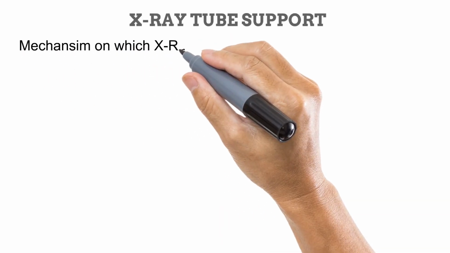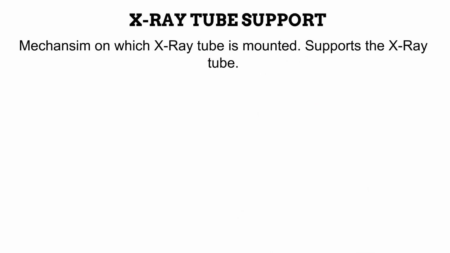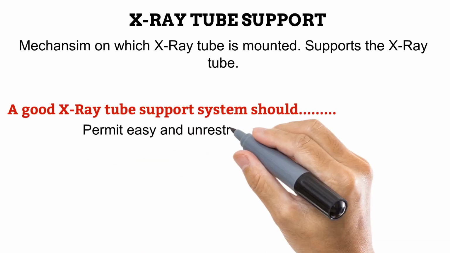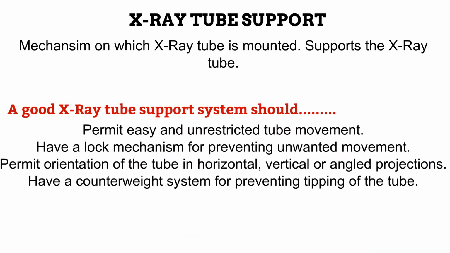Let us look at the X-ray tube support. This is the mechanism on which the X-ray tube is mounted. It supports the tube. There are certain features that a good tube support system should have. It should permit easy and unrestricted movement of the tube. There should also be a lock mechanism in place to prevent unwanted tube movement.